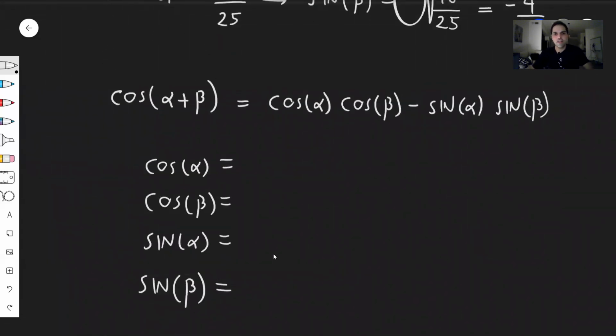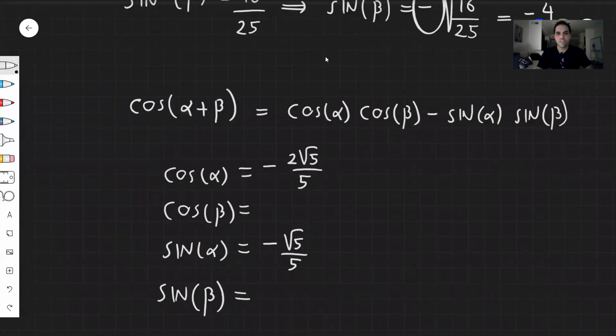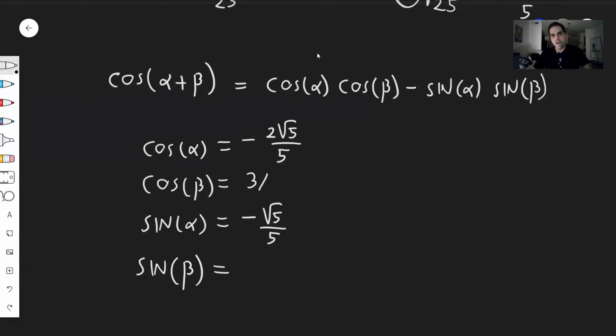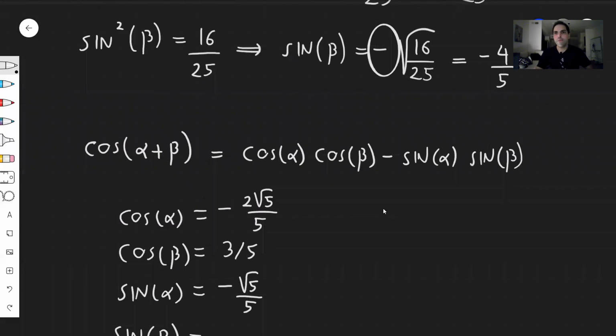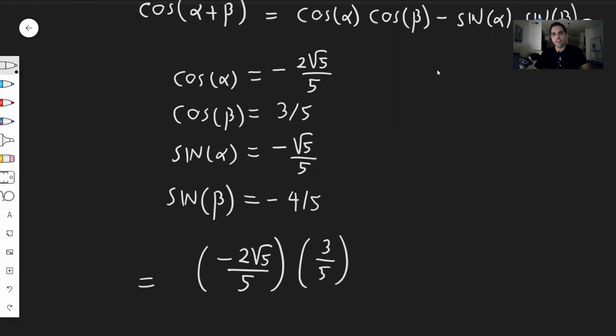So let's fill this out. Minus 2 square root of 5 over 5. And then minus square root of 5 over 5. And then cosine of beta, I believe that was 3/5. And we found sine of beta was minus 4/5. All right, so now let's plug this all in. Cosine of alpha is minus 2 square root of 5 over 5. And cosine of beta is 3 over 5. And then minus square root of 5 over 5 times minus 4/5.